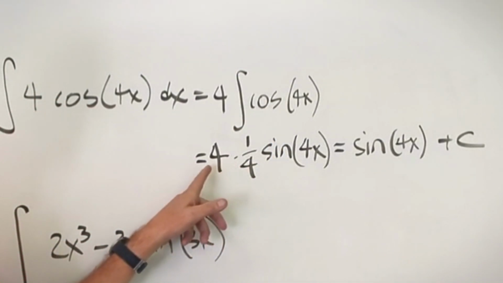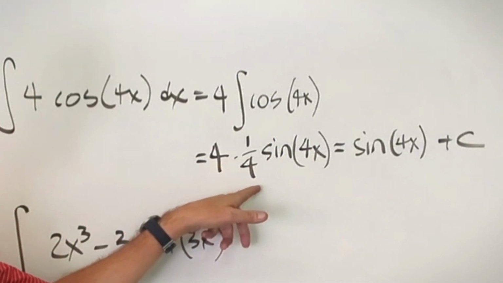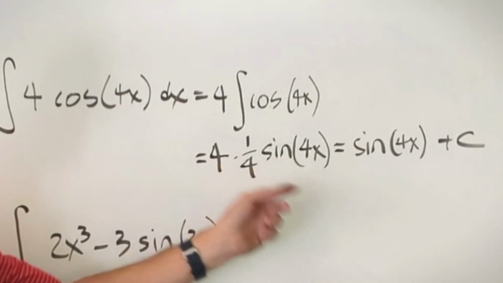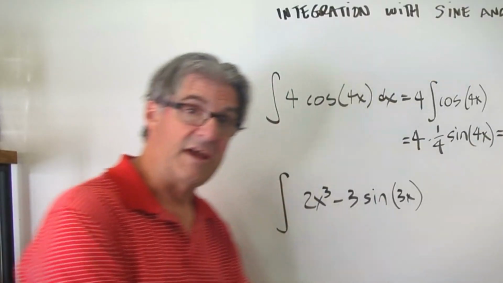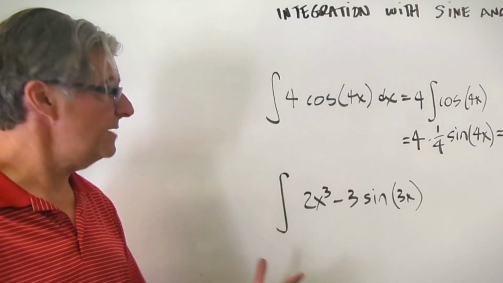So now I have 4 times 1/4 sine 4x. Now these cancel each other out, and I just have sine of 4x plus c. Woo! Okay, now this one's got a few more steps to it.